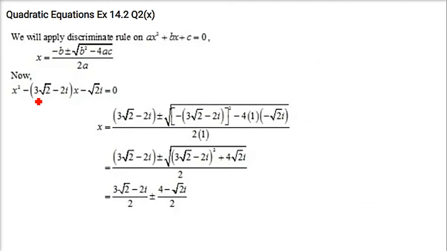Similarly, here you have x square minus 3 root 2 minus 2i x minus root 2i. a is 1, b is 3 root 2 minus 2i, and c is root 2. This is minus b plus minus under root b square minus 4ac. So what do you get? Just separate them. This is the final solution.